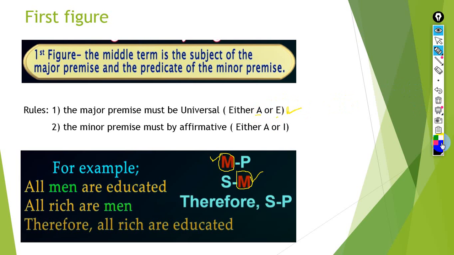So the same diagram that I have drawn in the opposition of proposition, for example A, E, I, O. So now what we have, these two are the universal.